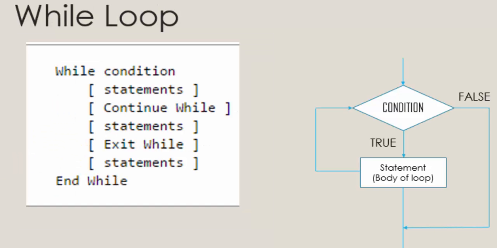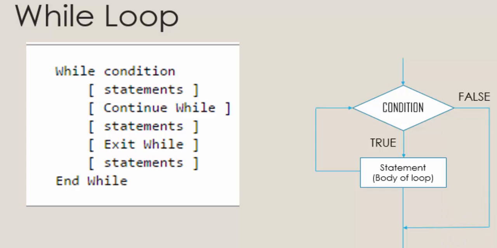Now let's have a look at the while loop here. This is a typical syntax of a while loop. While followed by the condition. Then you have a bunch of statements that will only execute as long as the condition is true. If the condition is false, you are going to jump right away to end while.